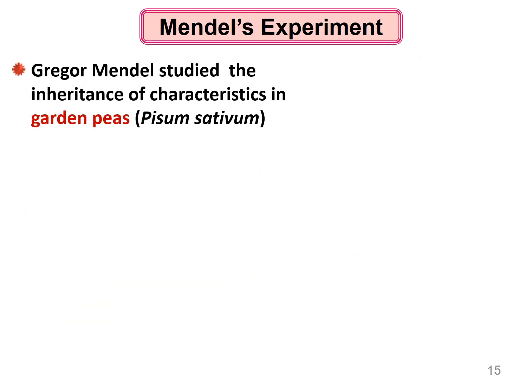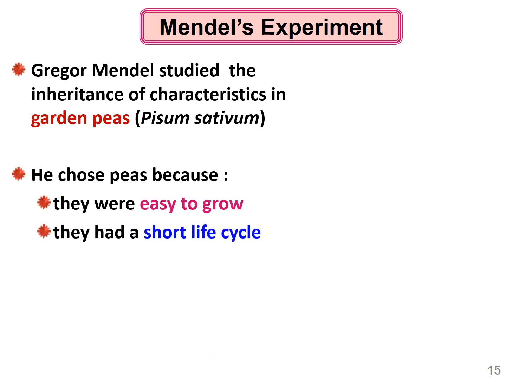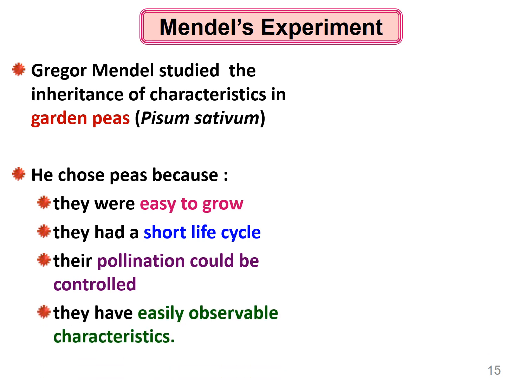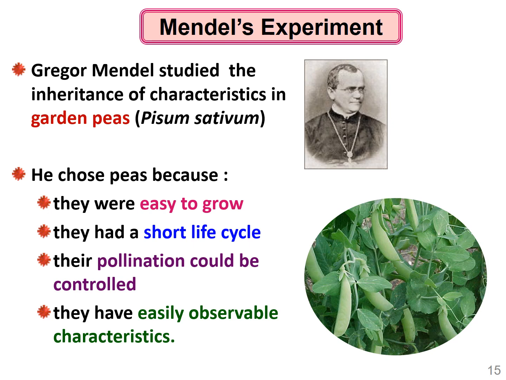In Mendel's experiment, Mendel studied the inheritance of characteristics in garden peas, or Pisum sativum. He chose peas because, first, they were easy to grow. Secondly, they had a short life cycle. Third, their pollination could be controlled. Fourth, they have easily observable characteristics. So this is a pea plant and this is Gregor Mendel.